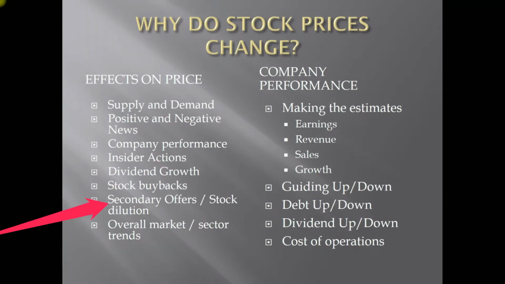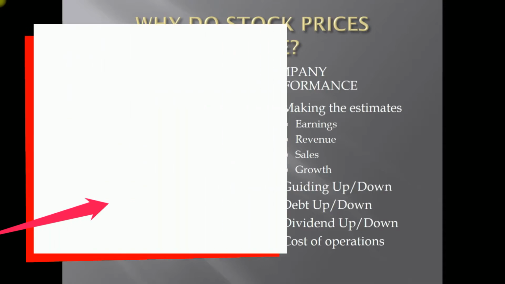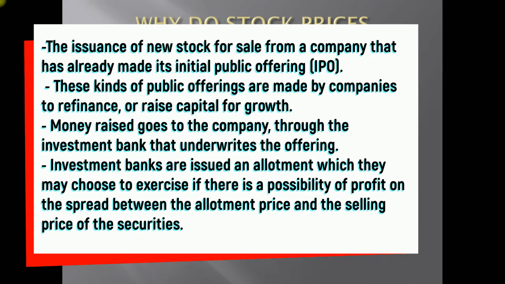Then you have secondary offerings, or as I refer to them, stock dilution. This is basically the opposite of a buyback, where the company needs to make acquisitions or expansion or buy new machinery or whatever have you. They need to raise capital. They do so in a secondary offering, which means they basically release more shares on the open market in order to raise capital. It can be a negative or it could be a positive depending on what they plan on doing.